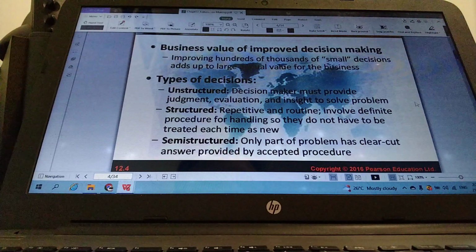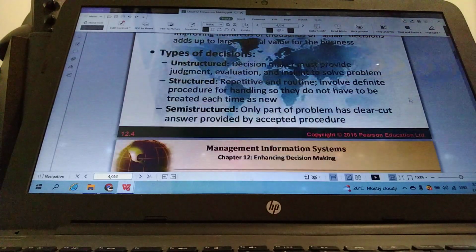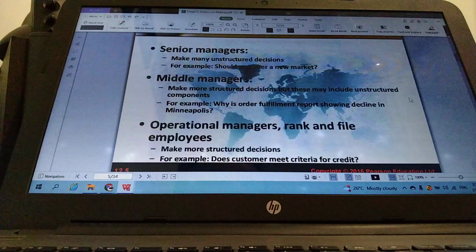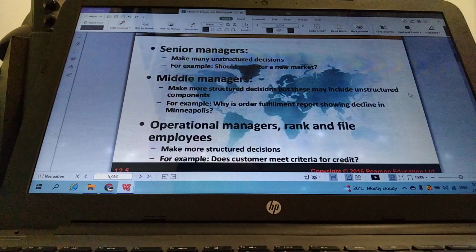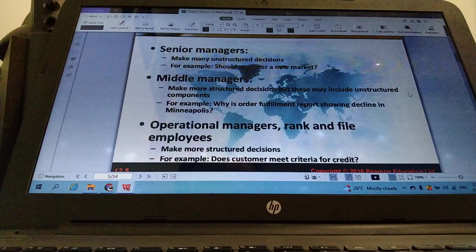Only part of the problem has a clear-cut answer provided by accepted procedures. The other part, where maybe it is unstructured, will depend on the decision maker in order to take action. So these are the three so-called types of decision. Remember, our learning objective 1 is to take a look at types of decision, and also we want to see who are the people involved or responsible in making decision.